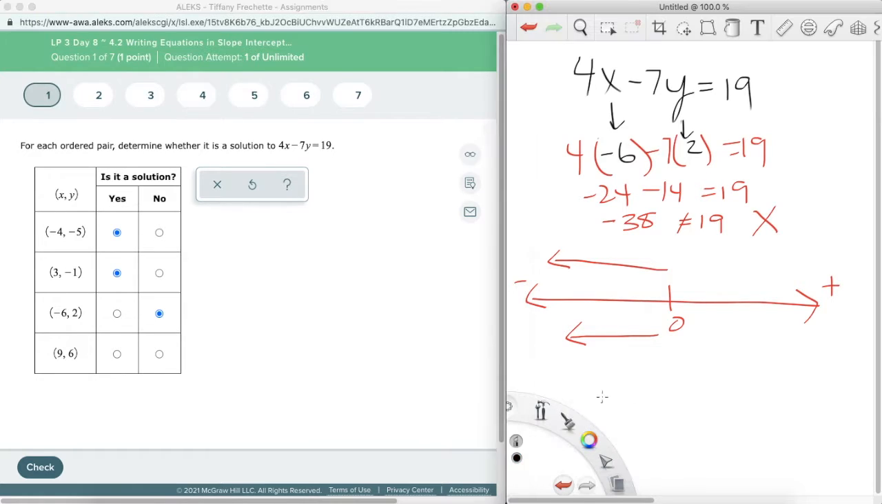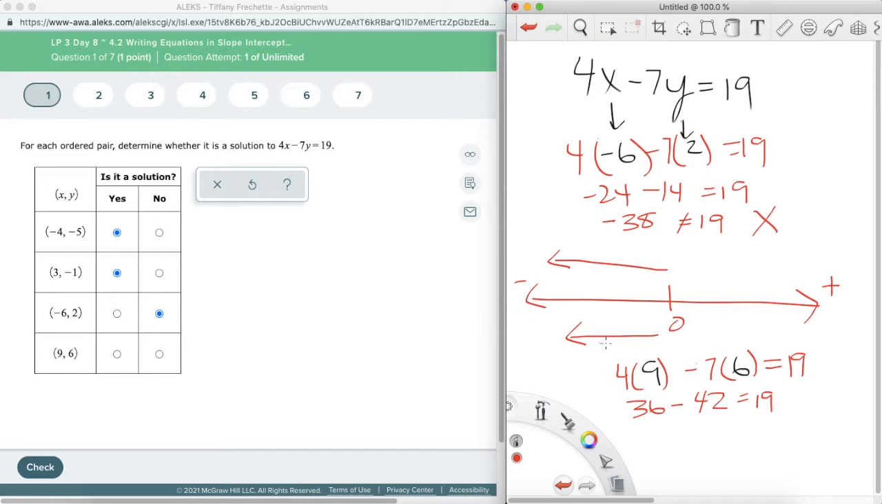All right, let's look at the next one here. We have 9 and 6. So that's 4 times 9 minus 7 times 6 equals 19. So then we have 4 times 9, which is 36, minus 7 times 6. They're opposites, so that's why it stays minus. 42 equals 19. So that's definitely not 19.